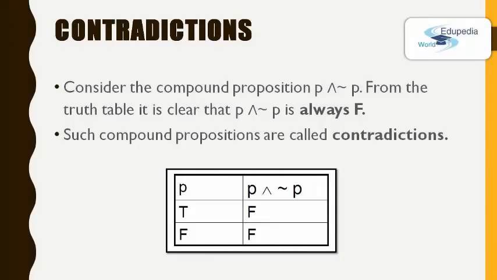The next concept we are going to talk about is contradictions. Consider the compound proposition P and not P. From the truth table, it is clear that P and not P is always false. In the truth table, the first column is the input P and the second column is the final output. True and false, false. False and true, false. So it is always false. Such compound propositions are called contradictions.